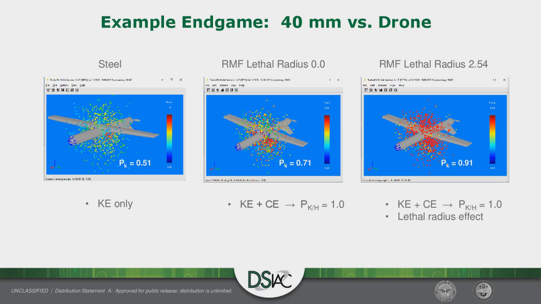So to break that down a little bit, the steel fragments are KE effect only, of course, that's a PK of 0.5. If I set the lethal radius to 0, then all you're going to see is the increased lethality of the fragments that hit vulnerable components directly. And that jumps from 0.5 to 0.7. And then if you add in the indirect effects with the lethal radius, that jumps to 0.9.